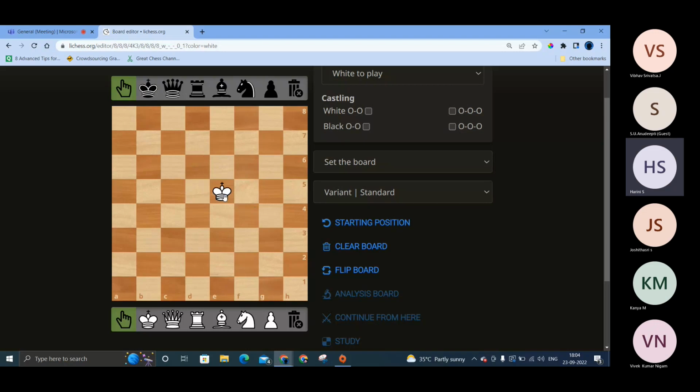Okay, so Kanya, from here, can you tell one square where this king can move? E6. Okay, very good. So the king can move to e6.